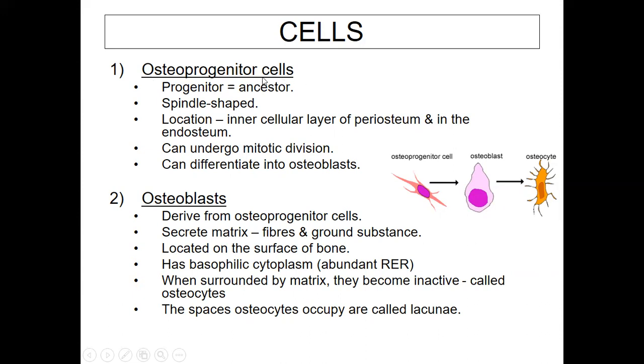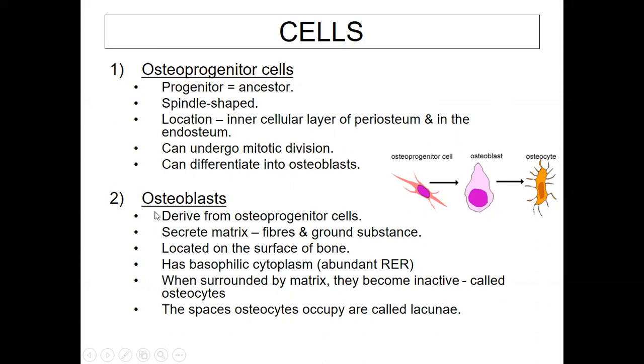What is special about the osteoprogenitor cells? They can undergo mitotic division, meaning they can divide themselves, multiply and increase in number. That is the special function of the osteoprogenitor cell. Whenever it divides, it differentiates into an osteoblast. You can see here, the osteoprogenitor cell will become an osteoblast. Now we're going to move to the next type of cell.